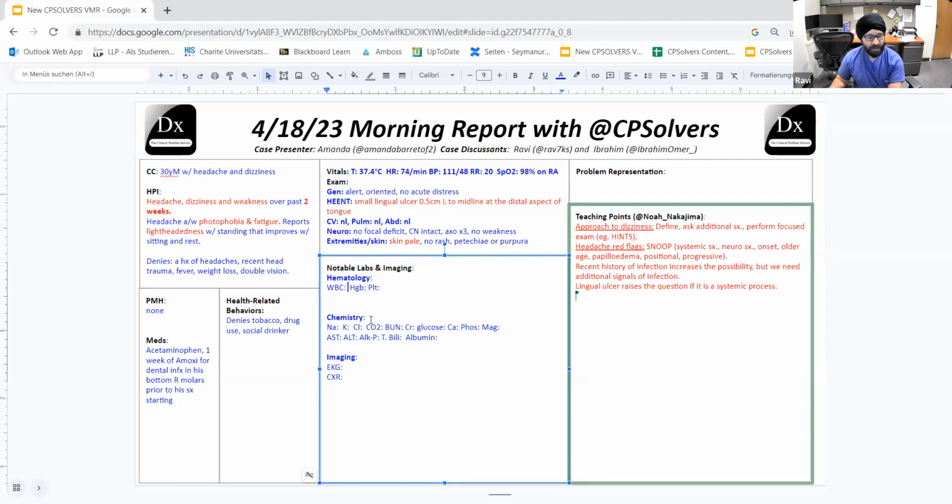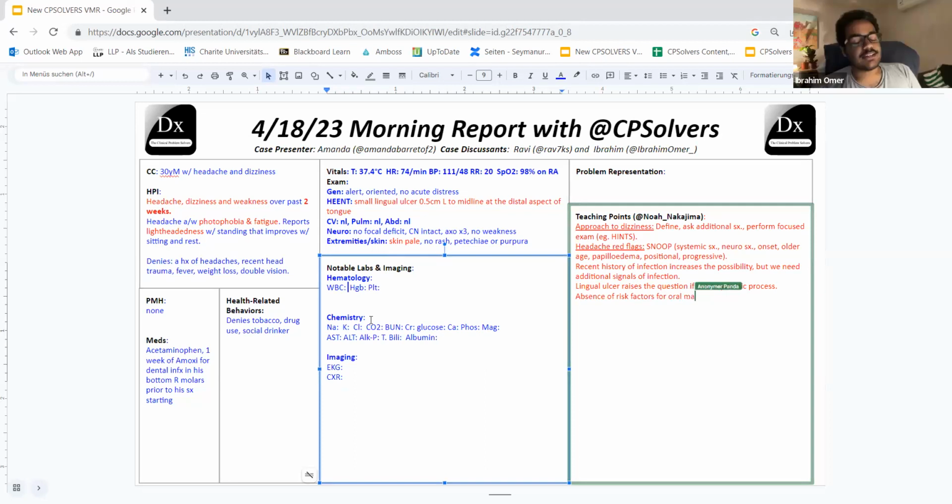Right. Yes. So I agree. So at this point, the infectious variety is what I'm kind of concerned with. And let's see with the labs. Any other thoughts, Ibrahim, before we move on to the labs? Yeah, really just about the pale skin. I think it could probably clue us to some kind of pancytopenia or anemia. So I'm just waiting for the labs.